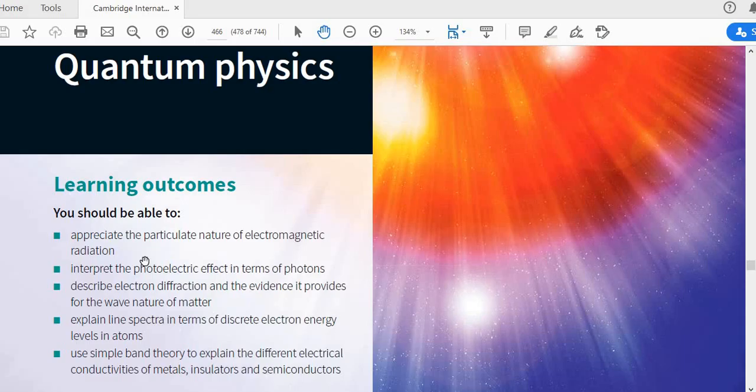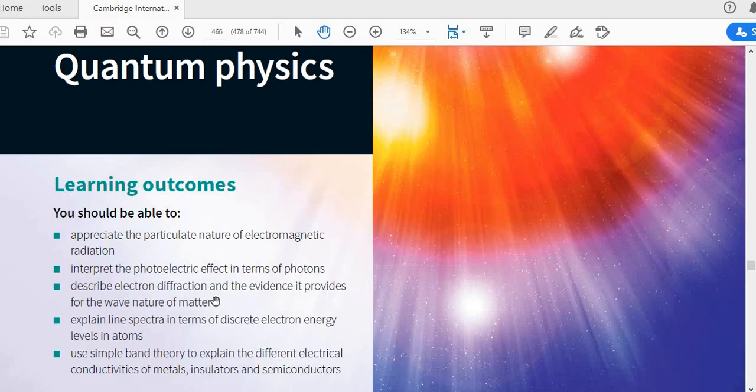So something that has mass, we can consider it as a particle, but we will also see how it can behave or how it will have a wavelength. Interpret the photoelectric effect in terms of photons. You will learn what a photon is, and there is an equation called Einstein's photoelectric equation. So what happens is when these photons or waves fall on a metal surface, it will emit electrons called photoelectrons. We will see the details later.